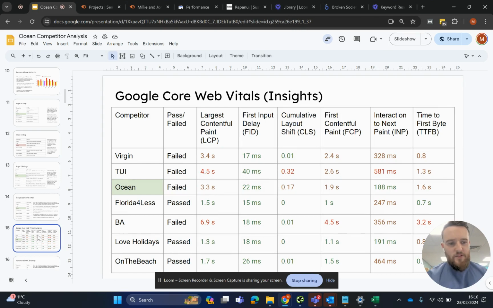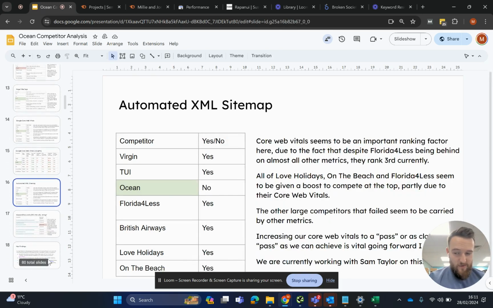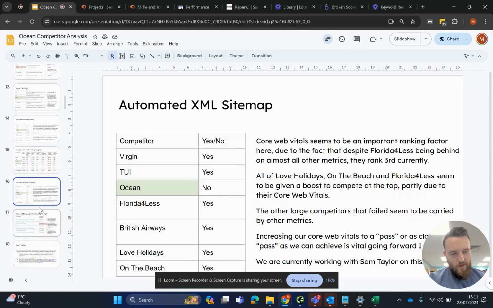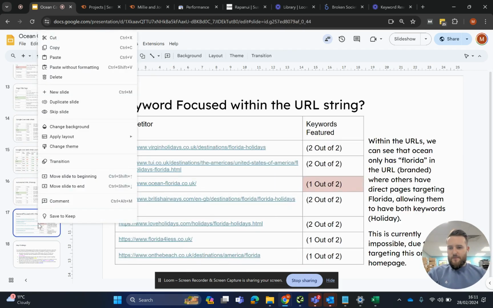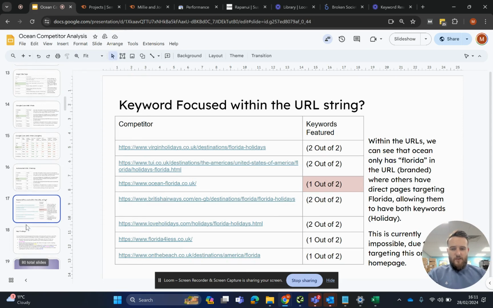We can go into as much detail as the exact speeds of each of these metrics. So largest contentful paint, first input delay, cumulative layout shift, which I think might have been something that we discussed previously. So this is definitely something that I think will improve, and we can feed into the development team. Whether the XML sitemap is automated, I don't think you're going to have a problem with this, but it was something that this particular client had an issue with. Whether the keyword is focused in the URL. So again, we can compare that.